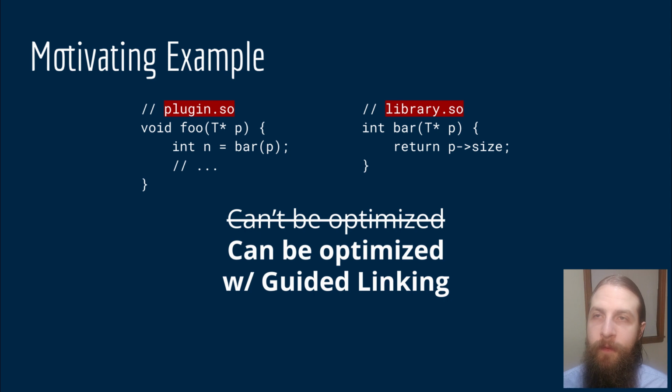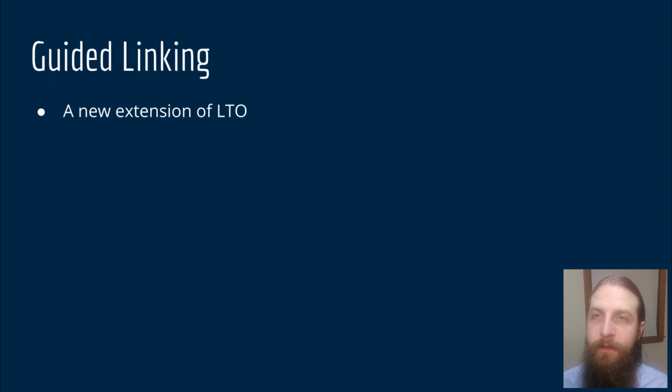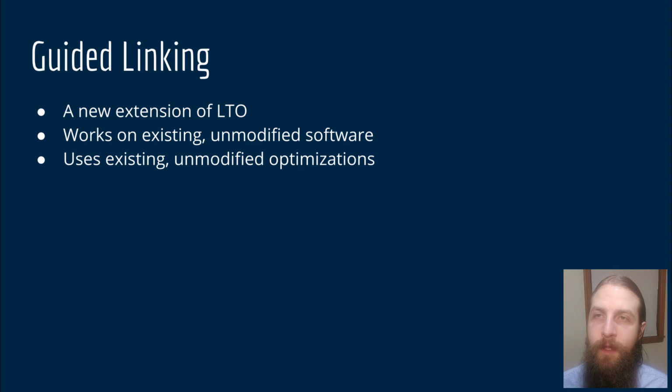libraries and programs. Guided linking is essentially an extension of link time optimization to work on dynamically linked software. It works on existing software without requiring any changes to the code. It enables existing optimizations to work across dynamic linking boundaries, and it also enables new techniques. We demonstrate a new code deduplication technique that works across multiple programs and libraries.